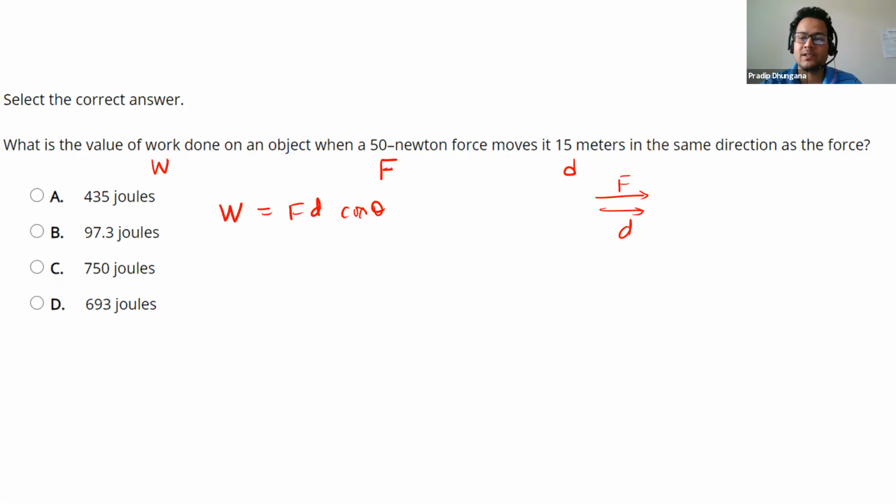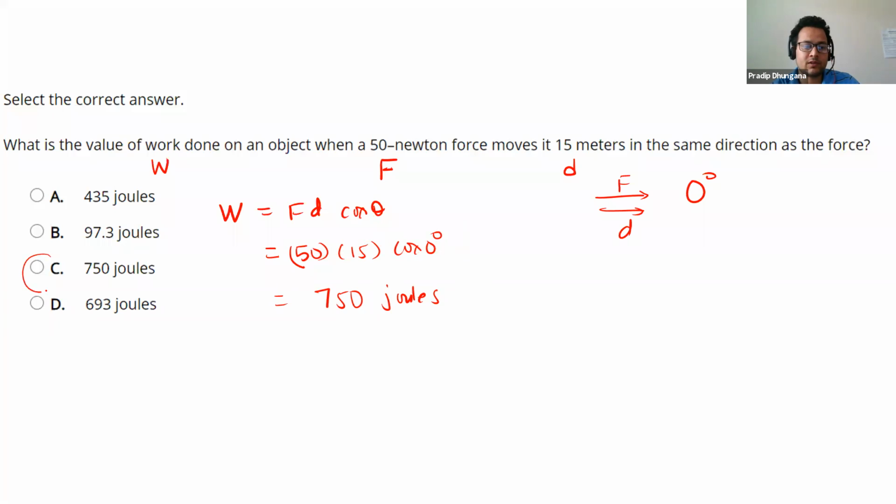If their direction is the same, the angle between them is 0 degrees. Let's substitute those values. Force is equal to 50, displacement is 15, and the angle is 0 degrees. Cosine of 0 degrees is 1, or you can use a calculator. 50 times 15 is 750, times 1 is 750, and the unit of work is joules. The correct choice is C, 750 joules.